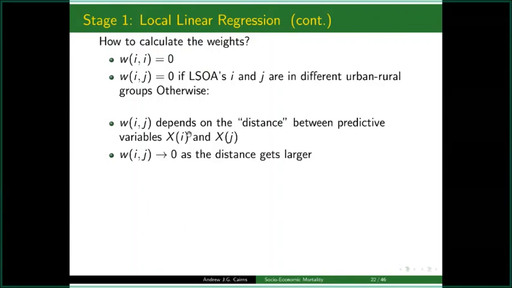So how do we calculate the weights? Well, first of all, some weights are set to 0, and in particular, for the LSOA itself, we set that to 0 so that we immediately have a sort of out of sample data set. And we also attach weight 0 to any LSOAs which have a different urban-rural classification. Otherwise, the weights depend upon the distance, but it's the distance between the predictive variables. So it's not physical distance in terms of geography, it's in terms of the socioeconomic characteristics. Are they similar or are they far apart? And so the more different the socioeconomic characteristics are, the more the weights go down to 0.